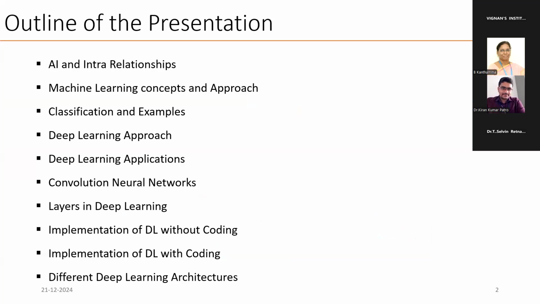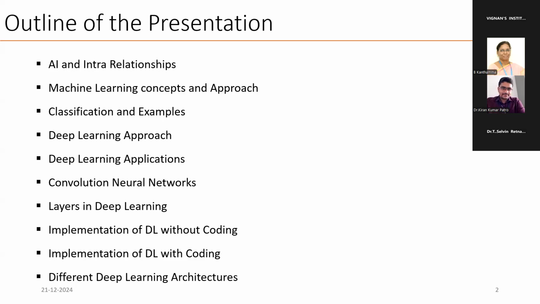My outline of the presentation follows this: AI and interrelationships, machine learning concepts and approaches, classification and examples, deep learning approach, deep learning applications, convolutional neural networks, layers in deep learning, implementation of deep learning without coding, implementation of deep learning with coding, and different deep learning architectures. Here, my main intention is to give a brief about deep learning architectures with coding.